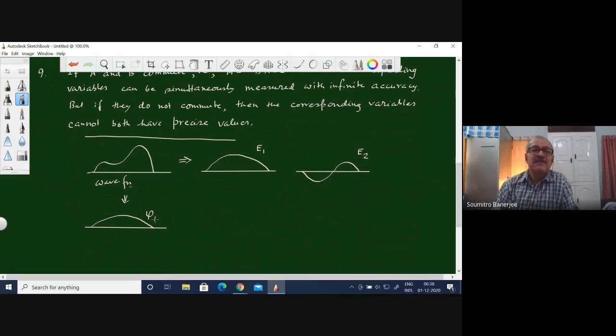Now, if instead you decided to observe the position probability, that means the probability distribution of observing the particle at different places is given by this, if this is your mod psi square. And suppose you have observed it here. It means that instantly the wave function that was like this, see, when you observe the energy, it collapses to this. But when you observe the position, it collapses to something that is consistent with that observation, which means it collapses to this.